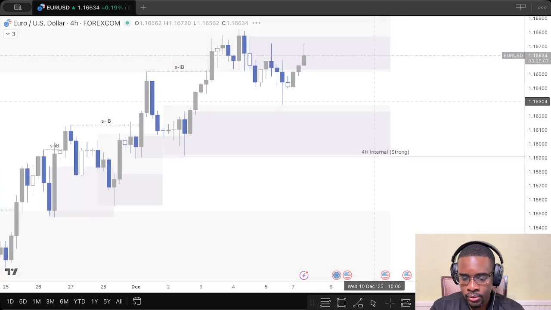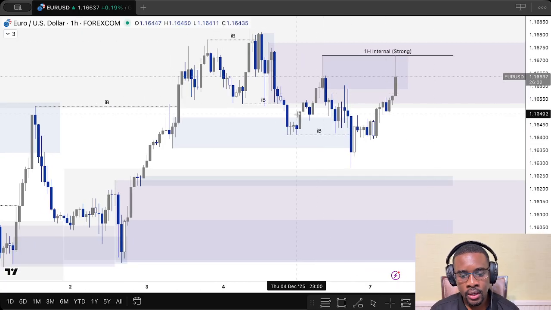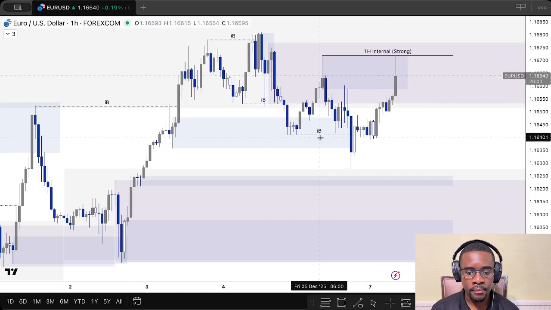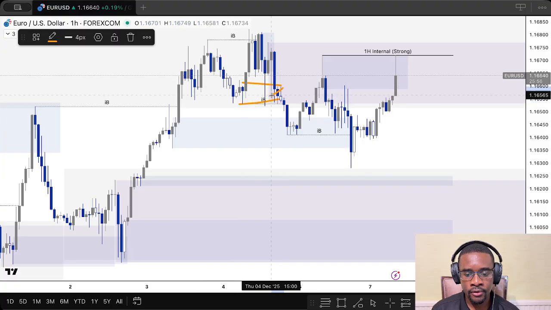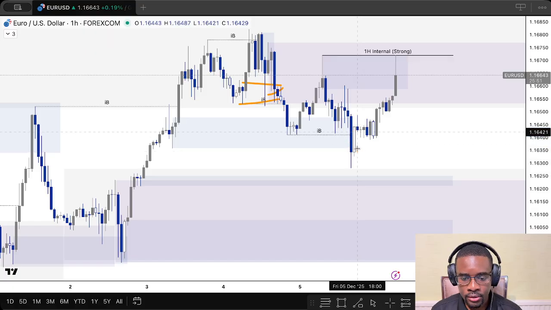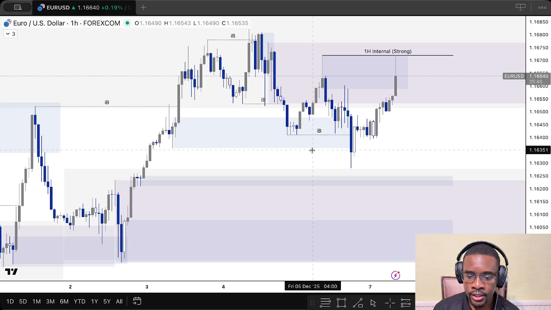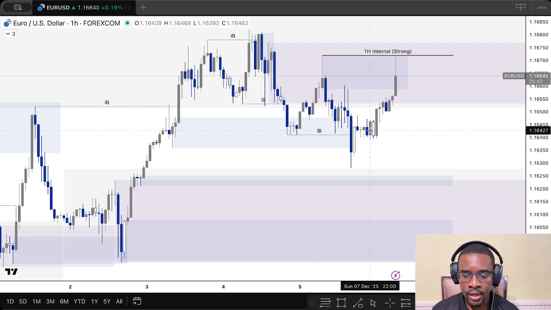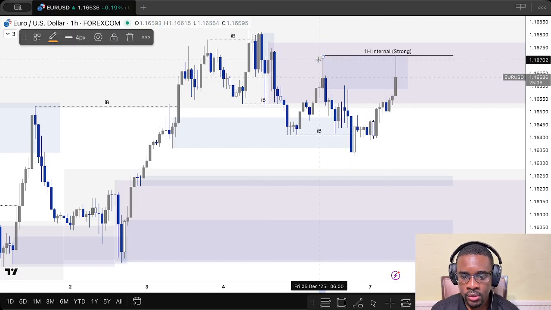So let's go to the 1 hour. On the 1 hour, it has already switched bearish. We are seeing demand areas failing. So the 1 hour has already switched bearish. As expected, if the trend is going to change, it will change from the smallest time frame to the higher time frames. So 1 hour has already switched bearish, and we are seeing the strong high.